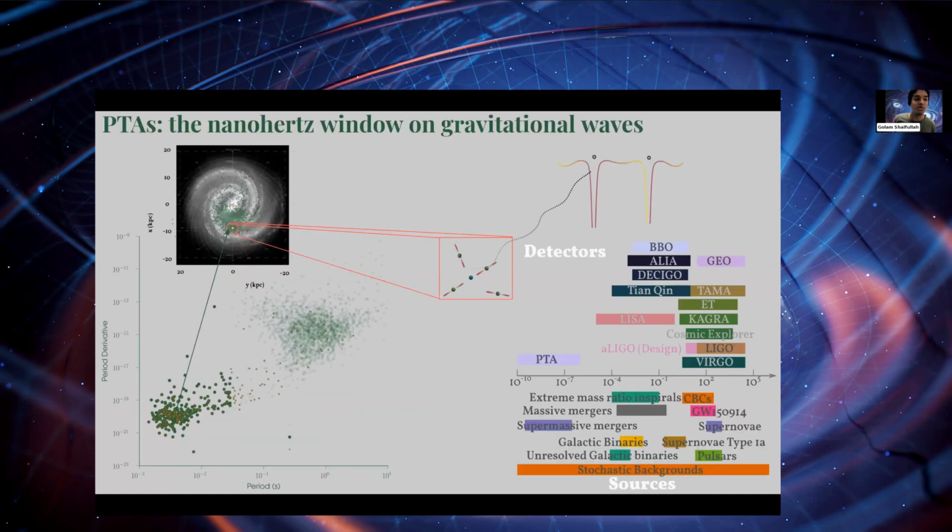Why do we care about PTAs? Because simply put, it is the only experiment that is going to open up the window of nanohertz regime gravitational waves for us, which is an excellent place to search for supermassive binary black holes and stochastic backgrounds from a whole bunch of sources. A lot of those are listed in Sarah's talk. Particularly if you're into cosmology, this is where your stochastic background lies. This is what you're mainly interested in.